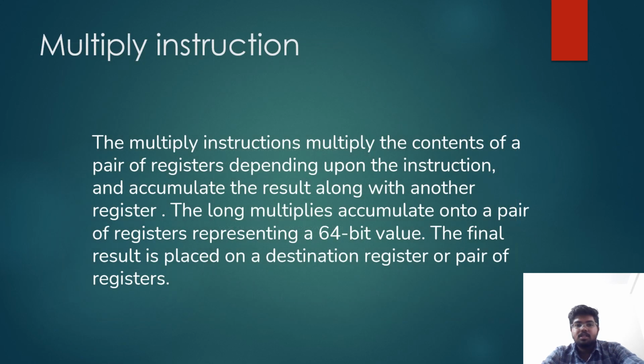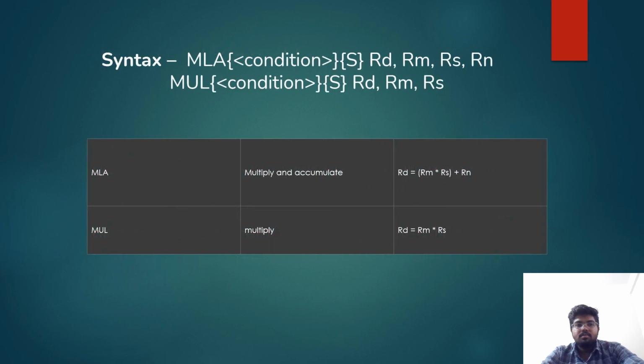And multiply instructions. Multiply instructions multiply the contents of a pair of registers, depending upon the instruction, and accumulate the result along with another register. The long multiply accumulate onto a pair of registers represents a 64-bit value. The final result is placed in a destination register or pair of registers. Syntax. MLA, multiply and accumulate. MUL, multiply.